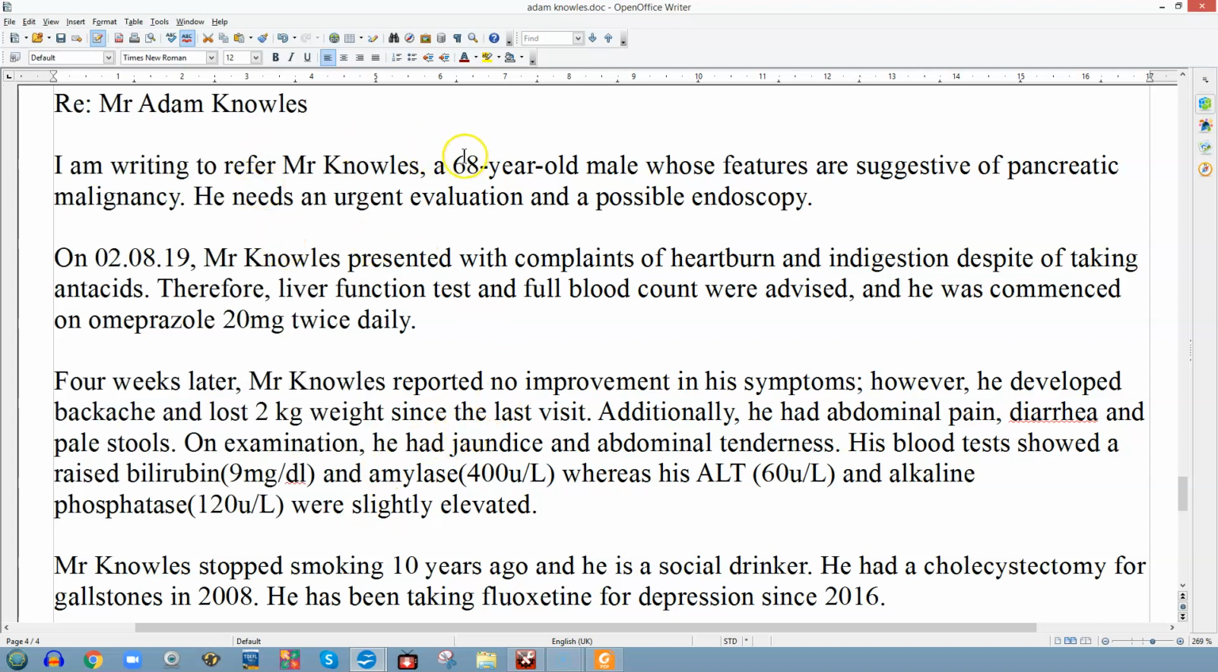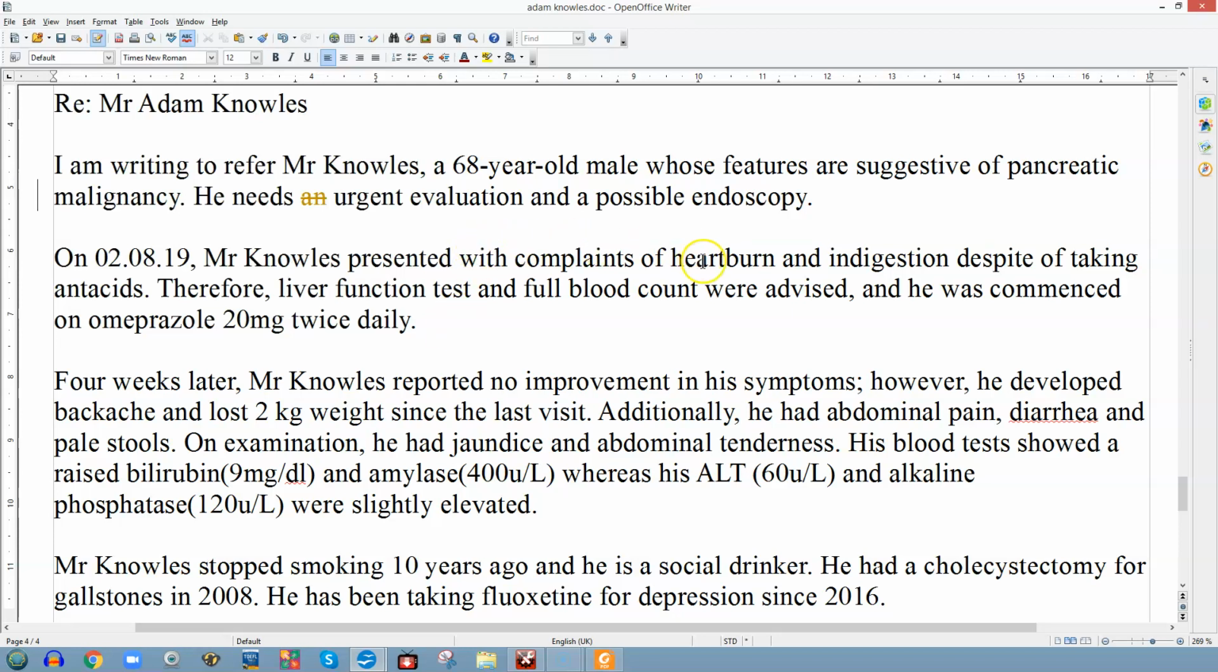So I to refer Mr. Knowles, 68-year-old male. Well, okay, we kind of guess from the title. Features are suggestive. Aha, that's good. Urgent evaluation and the possible endoscopy. Right, that's pretty clear. So we're doing a history here, a chronology, not today's visit.